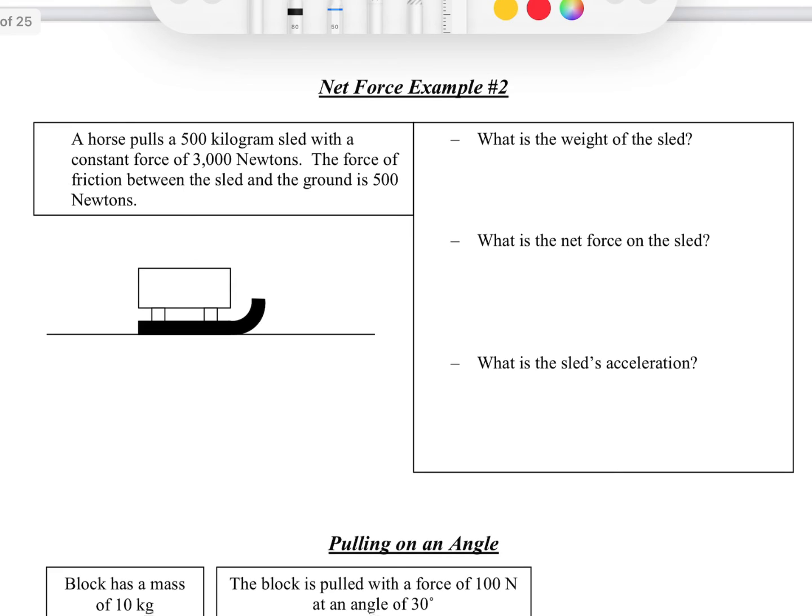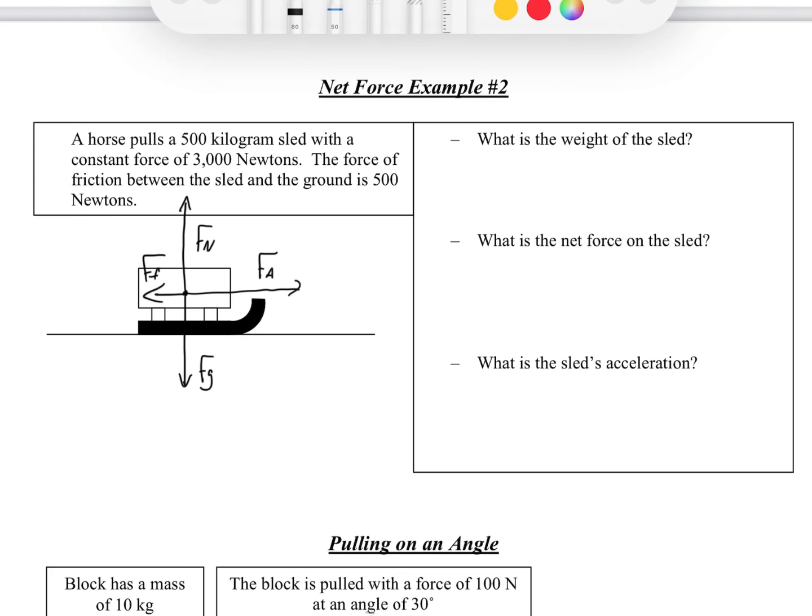Now let's take a look at another example. So we have a horse that pulls a 500 kilogram sled with a constant force of 3,000 newtons. The force of friction between the sled and the ground is 500 newtons. So let's draw in our free body diagram as we always start off with. So we have the force of gravity going down. Then we have the normal force going up. We have some sort of applied force to the right. And then we have a smaller frictional force going to the left. So I'll draw it a little bit smaller so I keep that in mind.